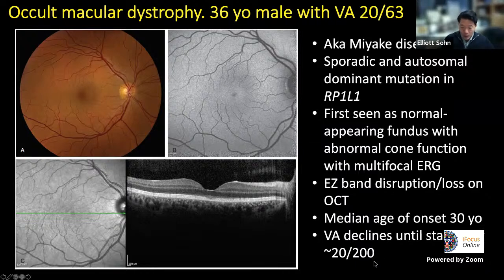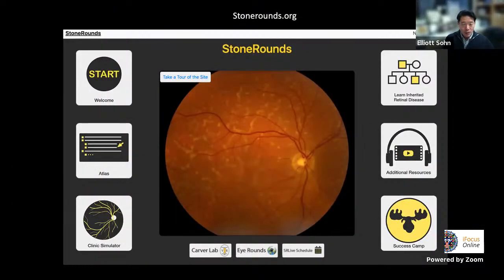20/200. So the last thing I want to do is plug our Stone Rounds here. My colleague Ed Stone is an incredible inherited retinal disease specialist who's now offering all of his knowledge in bi-weekly educational rounds that are available to anyone in the public. Well, really trainees, it's an educational thing on Thursdays. I think it's every other Thursday. So if you're interested in learning more about inherited retinal diseases, you can go to the website stonerounds.org.